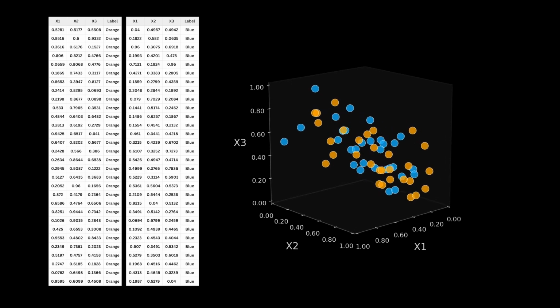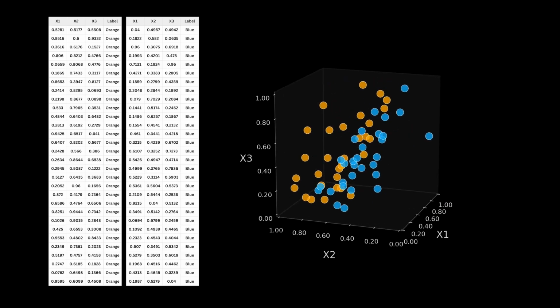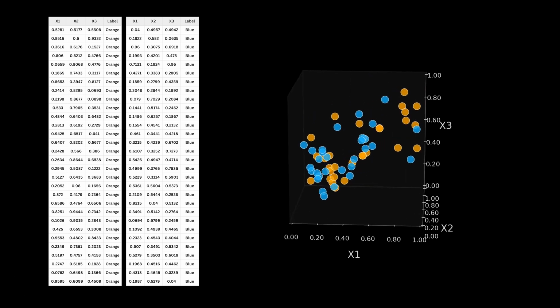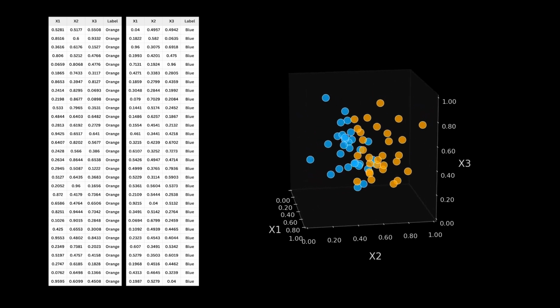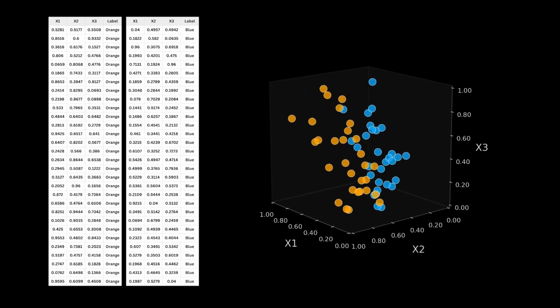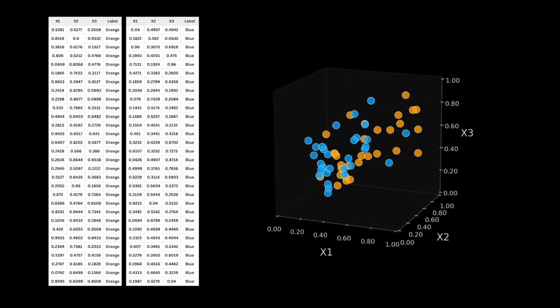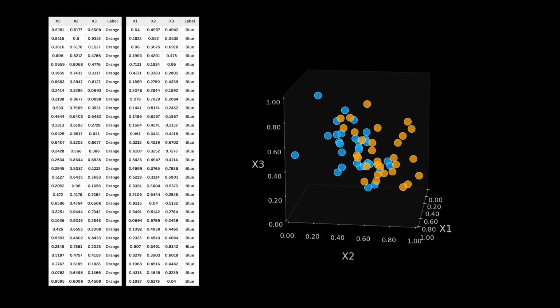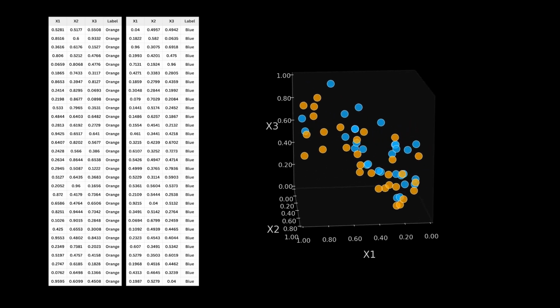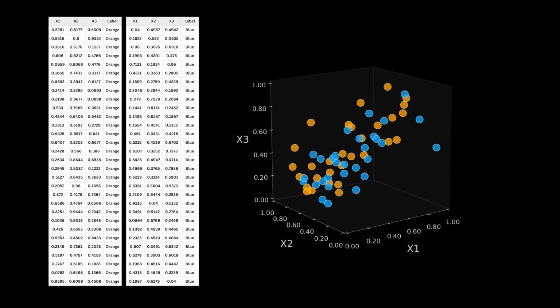Take a look at this 3D cloud of points. Each dot is an example, and each axis, x1, x2, and x3, is a feature. Blue dots belong to class A, and orange to class B. And your eventual goal might be to design a model that is able to classify these points, which we'll get to in a little bit.